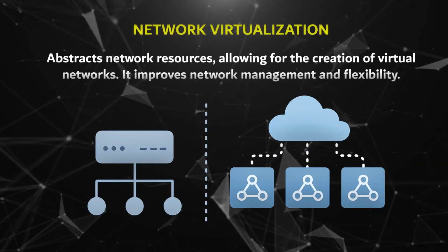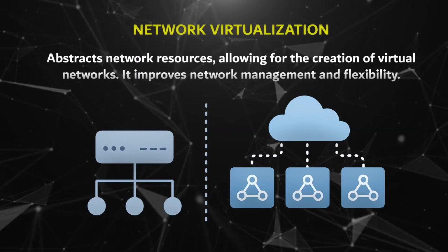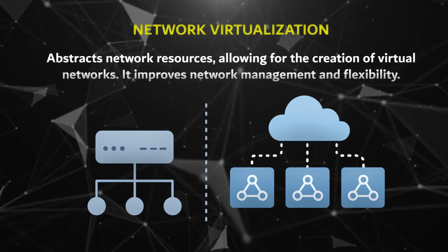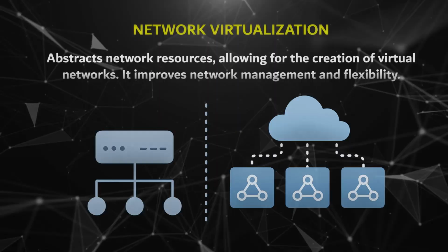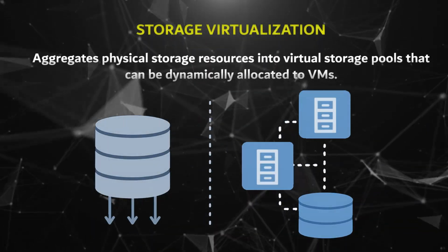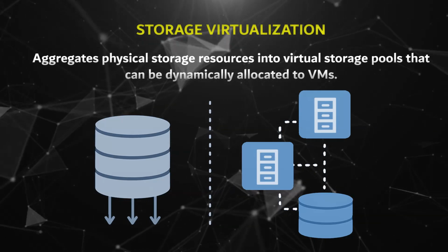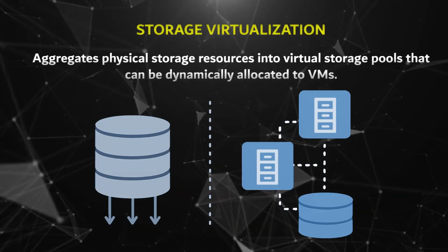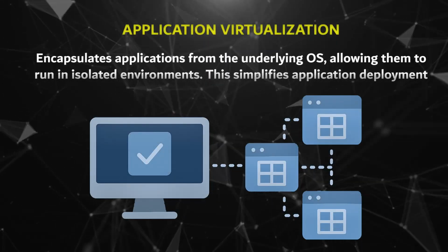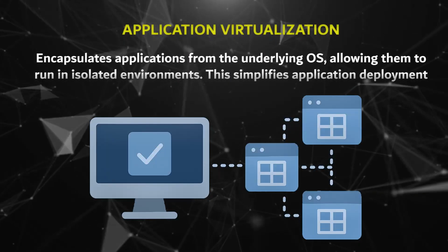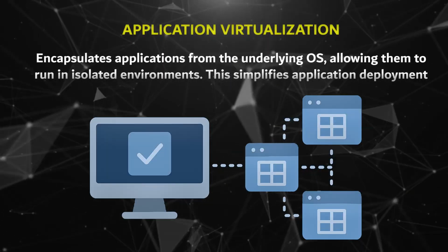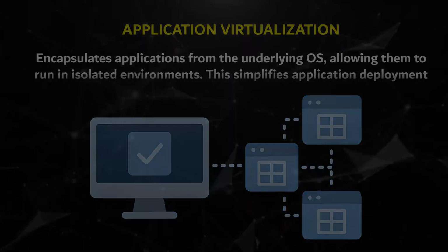Network virtualization abstracts network resources, allowing for the creation of virtual networks. It improves network management and flexibility. Storage virtualization aggregates physical storage resources into virtual storage pools that can be dynamically allocated to VMs. Application virtualization encapsulates applications from the underlying OS, allowing them to run in isolated environments. This simplifies application deployment and management.